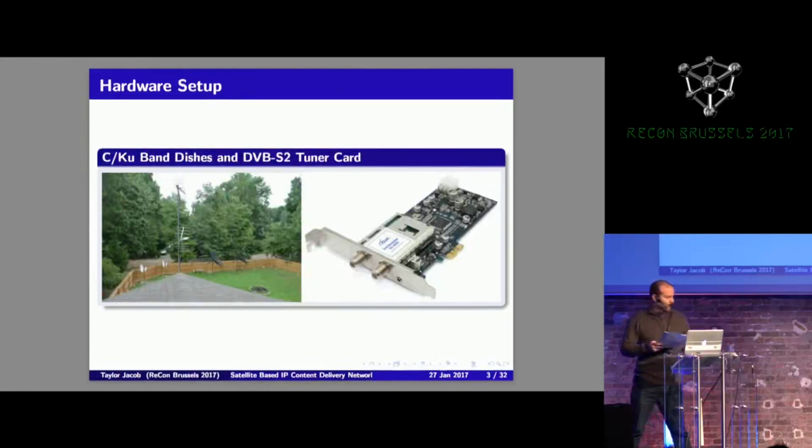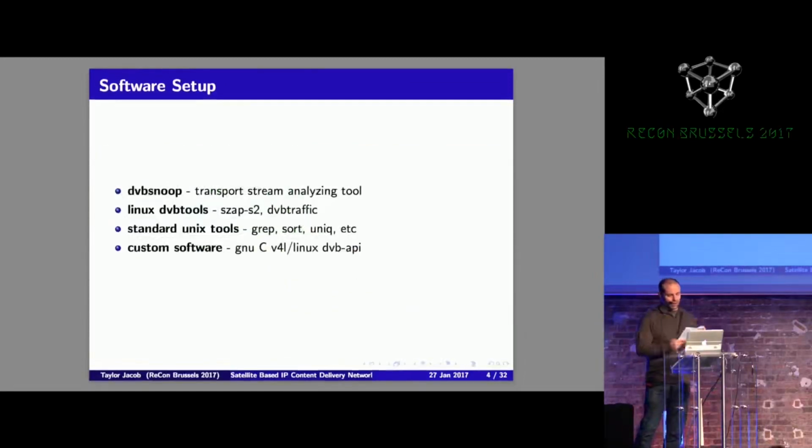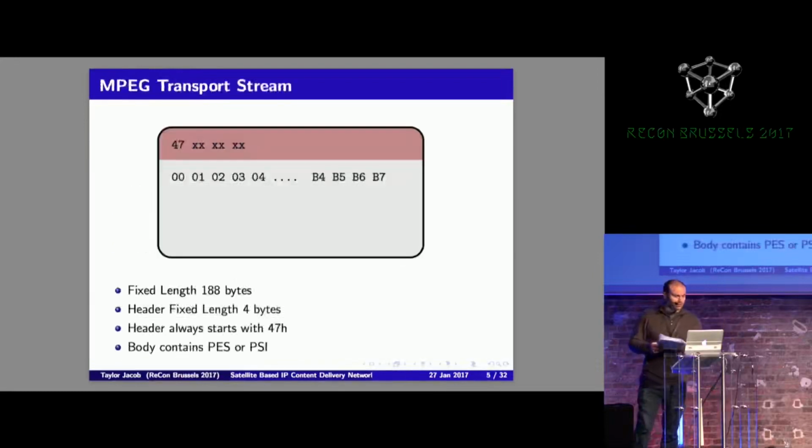So for this, my hardware setup was pretty basic, just standard. I used some standard C-band dishes, which you see there, and a PCI DVB-S card, and just a Linux x86 PC. And for the software, I used all open source software. I used DVB Snoop, which is a transport stream analyzing tool, the regular DVB tools like szap to tune DVB traffic, to do some in-depth analysis on the transport, or to look at the PIDs on the traffic, and then your standard Unix tools, grep, sort, uniq, and other text-based tools. And then at some point I had to start writing my own software to get deeper into it.